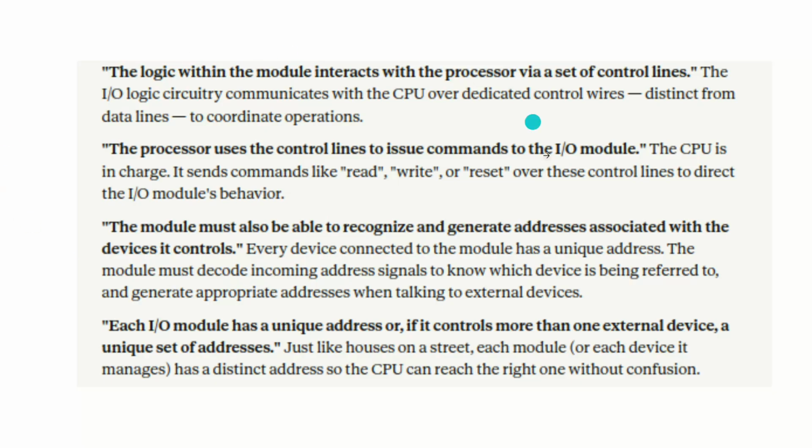Also, if the CPU wants to take anything from the external device, or if an external device wants to talk to the CPU, the module also generates the appropriate address when talking to the external device. So the main thing is that the module must be able to recognize and generate addresses. Each device has a unique address, and the module is able to recognize it. Sometimes we have to talk to the external device, so it also has to generate the address of the devices it controls. That is another important thing you have to understand.